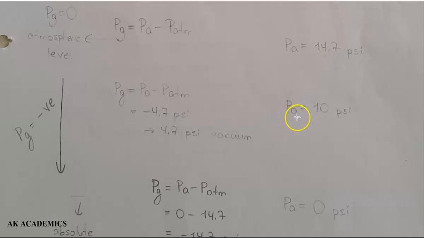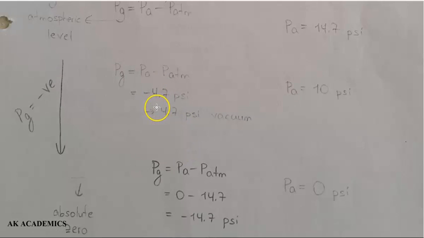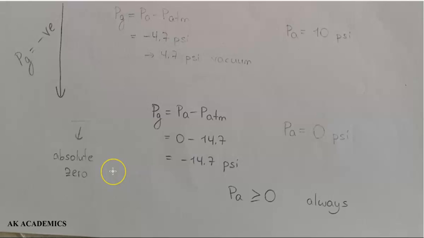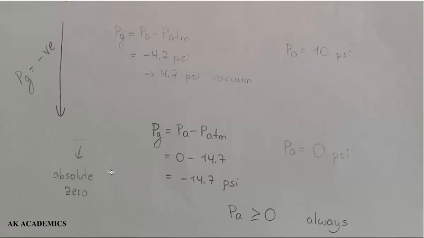If the PA is given as 10, it simply means that our gauge pressure will be minus 4.7 psi. This is negative, okay? Because we are coming down, PG will be negative. When PA is 0, we have PG still negative at this particular point. So that is just minus 14.7 psi when the absolute pressure is 0. Okay? PA is either greater than 0 or equal to 0. It is never negative at any point in time.